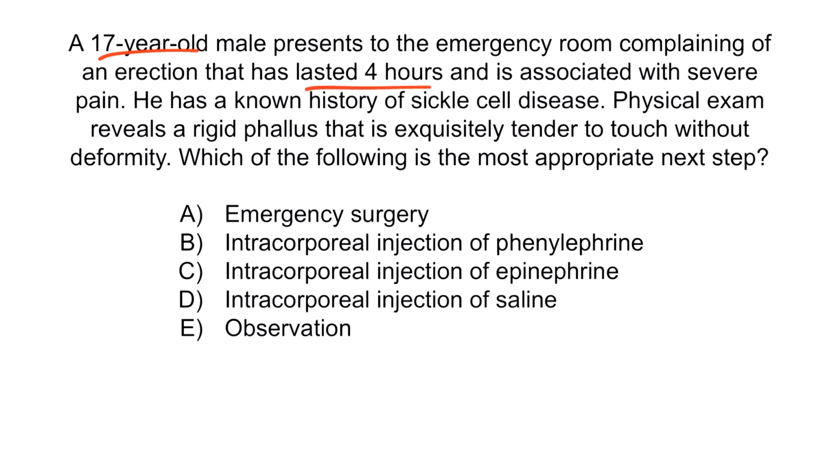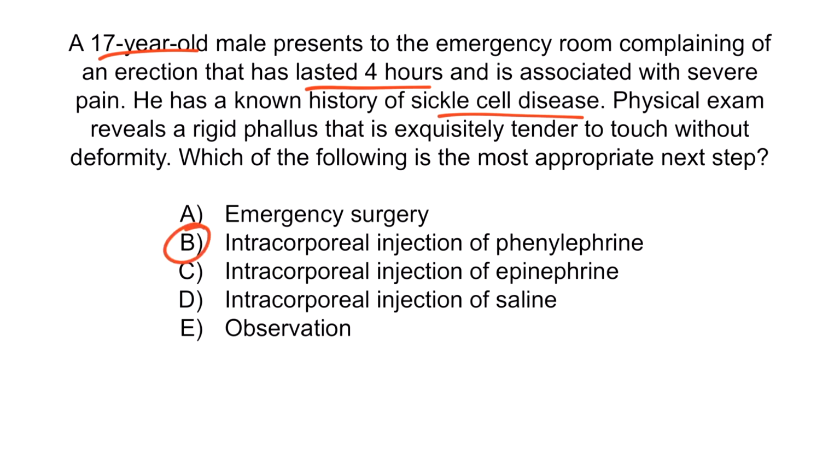All right, this is a 17-year-old male presenting with a painful sustained erection lasting more than 4 hours. He also has a known history of sickle cell disease, which should raise your concern for ischemic priapism. His physical exam is consistent with this, and there are no signs of trauma or penile fracture. So the most appropriate next step is intracorporeal injection of a sympathomimetic drug, specifically phenylephrine. So the correct answer is B.